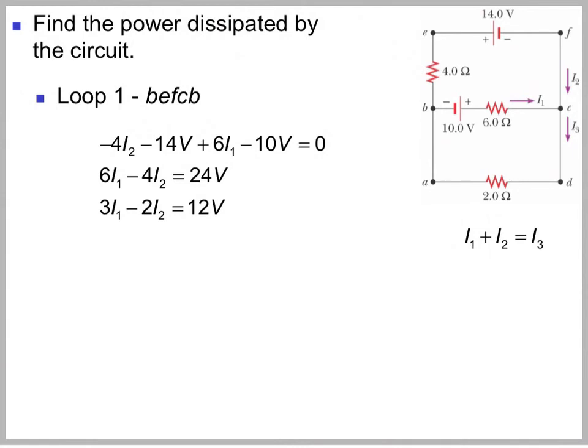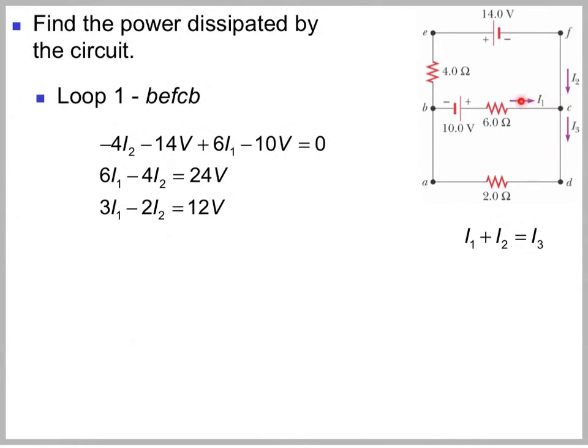So, let's look at the top. The loop I'm going to choose is B, E, F, C, B. As we start here with our pencil, we're going to go across. We hit our resistor. Now we're going in the direction of I2, so I'm going to subtract 4I2 because there's going to be a potential drop across it. Then I get to the battery. I'm going from the positive to the negative terminal, so that's going to be a minus 14 volts.